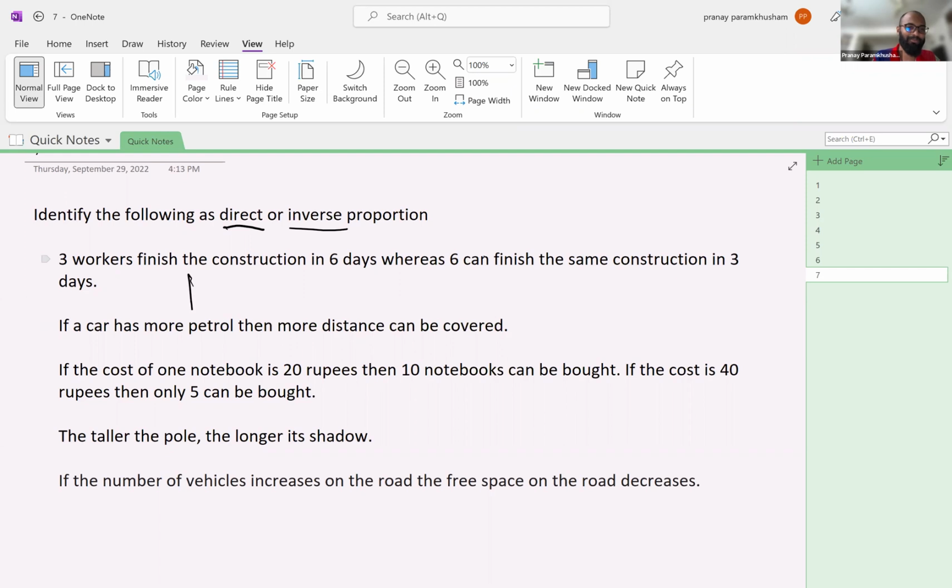Yes, perfect. Next. If a car has more petrol, then more distance can be covered. I think it's direct. Yes. Okay, if the cost of 1 notebook is 20 rupees, then 20 notebooks can be bought. If the cost is 40 rupees, then only 5 can be bought. That's inverse.